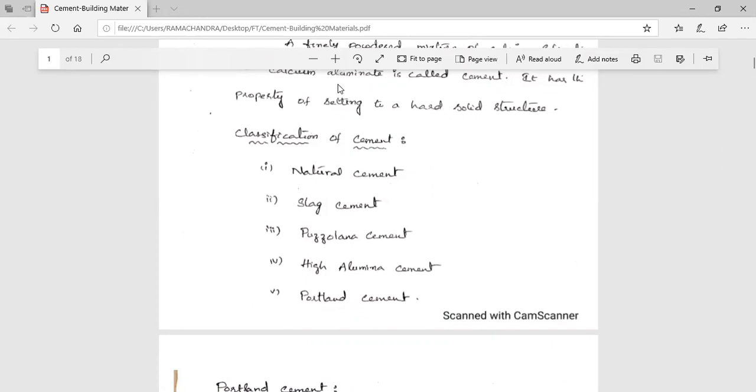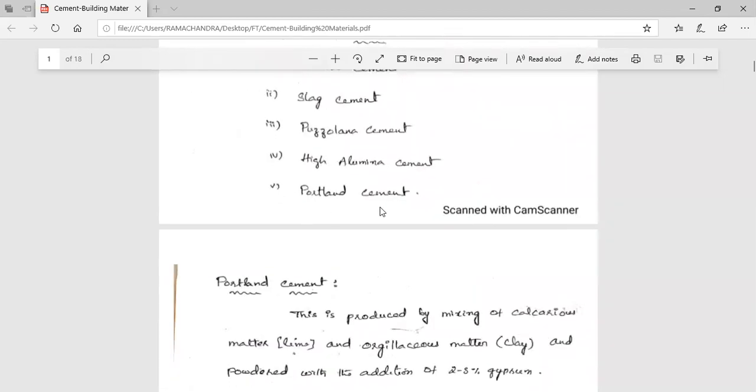So high alumina cement can be manufactured using calcium aluminate, limestone and bauxite at high temperatures. What is the temperature? 1550 to 1600 degrees Celsius for mixing calcium aluminate, limestone and bauxite. We get high alumina cement. So next, the last one, Portland cement.